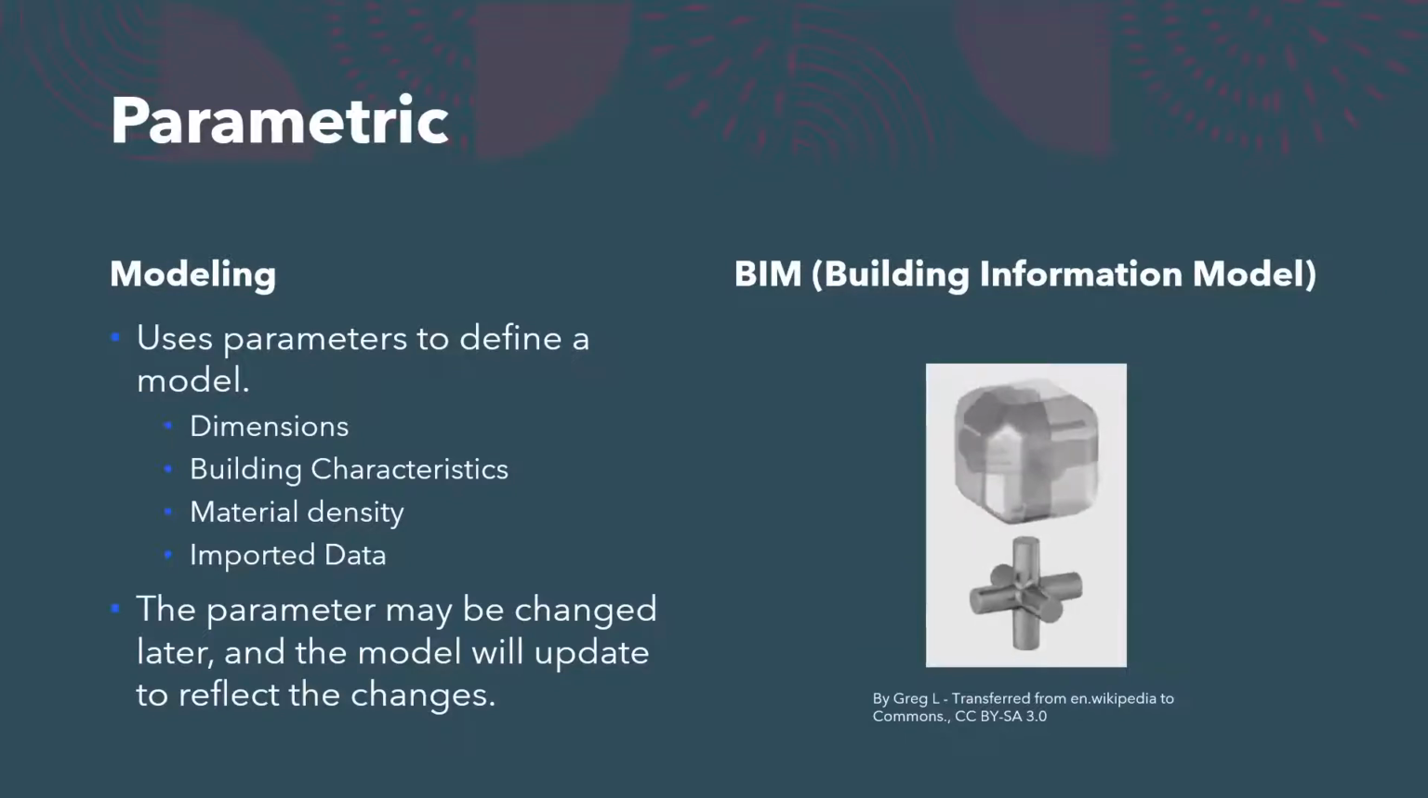So using parameters to define a model, we see that commonly within our modeling when we deal with BIM in regards to dimensions, defining building characteristics, material density and properties, importing data. The biggest thing to note that really made it useful for simulation analysis is that the parameter may be changed later and the model will be updated to reflect the changes. So that's a real key workflow development that helped with efficiency and bridging the physical construction model with an energy model.